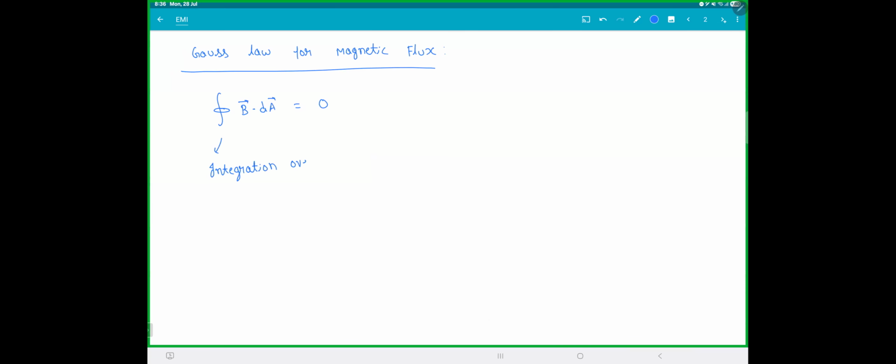If I don't put that circle, the surface is not closed. If I put that circle, it's a closed surface. If it is B dot dl with the circle, that is a closed loop. It's called a closed integral. So why is the flux 0?